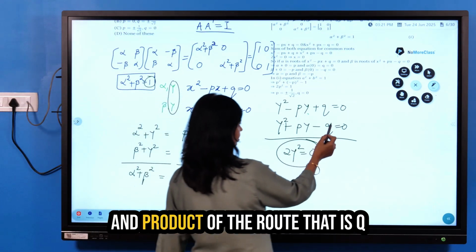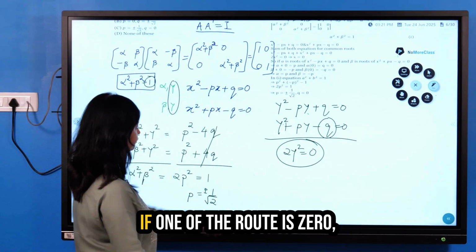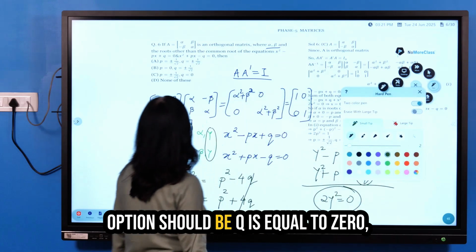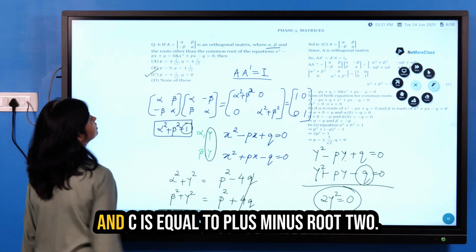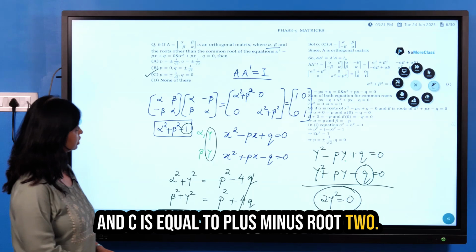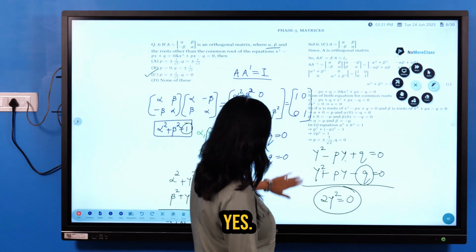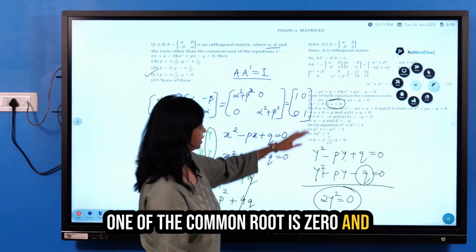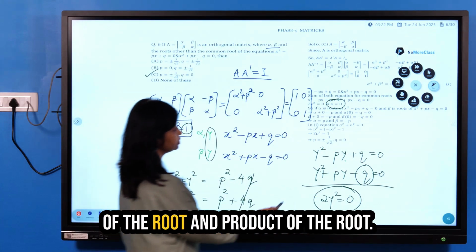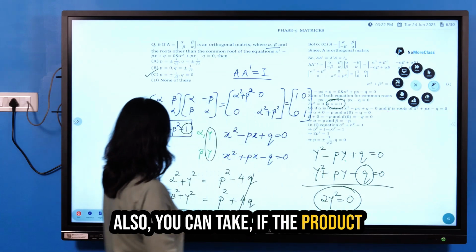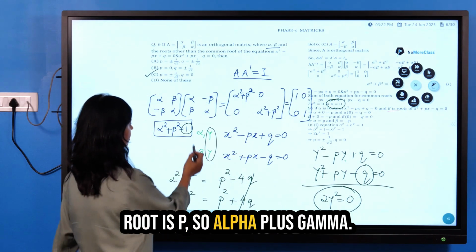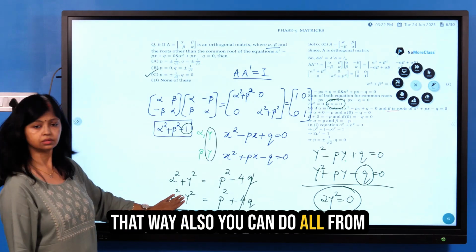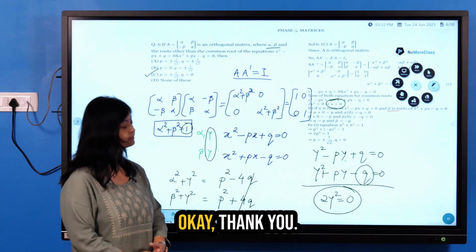And the product of the roots is q. If one of the roots is 0, that means q is also 0. So the option should be q is equal to 0 and p is equal to plus minus 1 by root 2. I think this is what they have done: they have added the two, and from there inferred that the common root is 0. From the sum of the roots and the product of the roots also, you can infer. So that way also you can do it. Okay. Thank you.